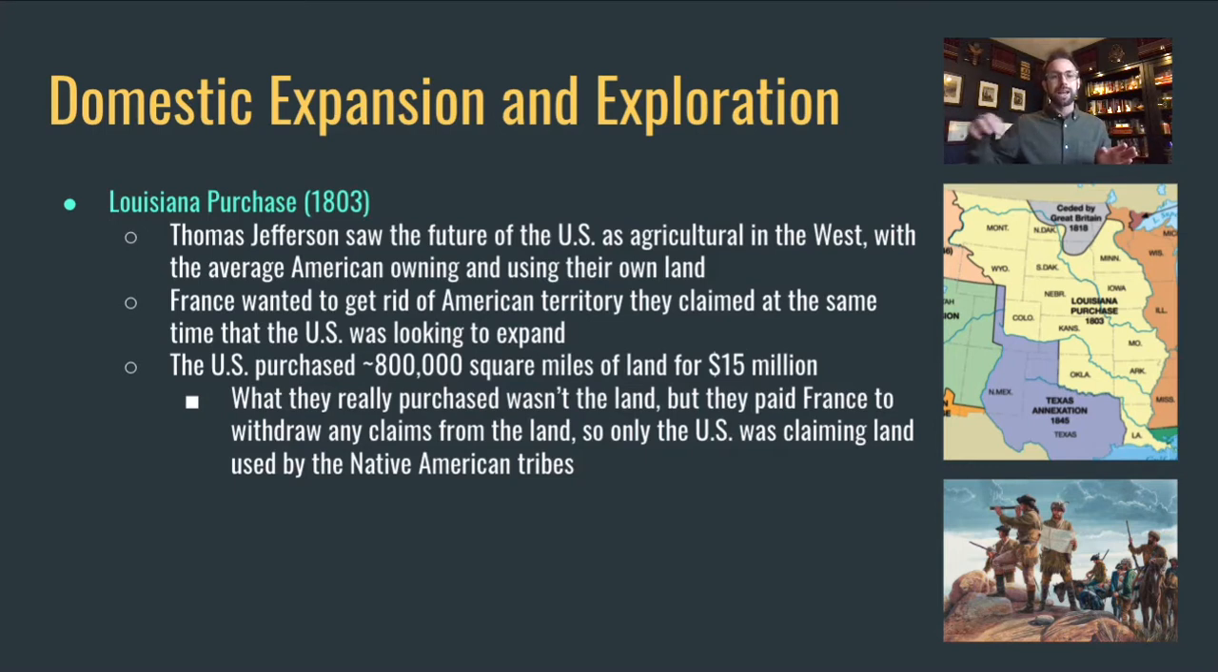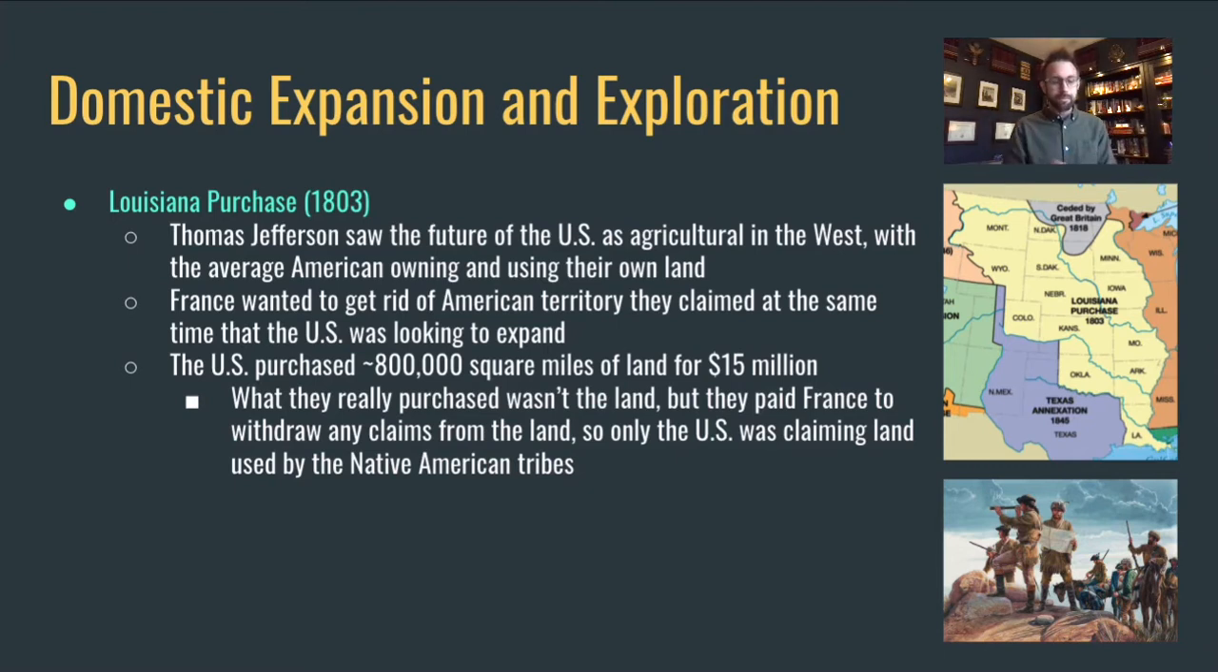So by France signing that treaty with the Louisiana Purchase, they said, we'll take this money and we will say that this is not our land to claim anymore, which meant that the only ones claiming the land now were the United States, and that land was being used by the Native American tribes. So keep that in mind, that there is a difference between saying I own this land versus I use this land. And even when we bought the Louisiana Purchase, we weren't using most of the land that was already in the United States. So it was really more about getting rid of France than it was about getting a ton more land.